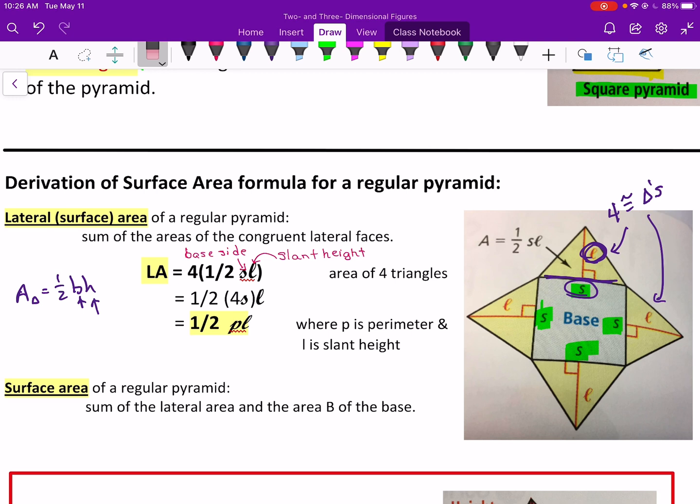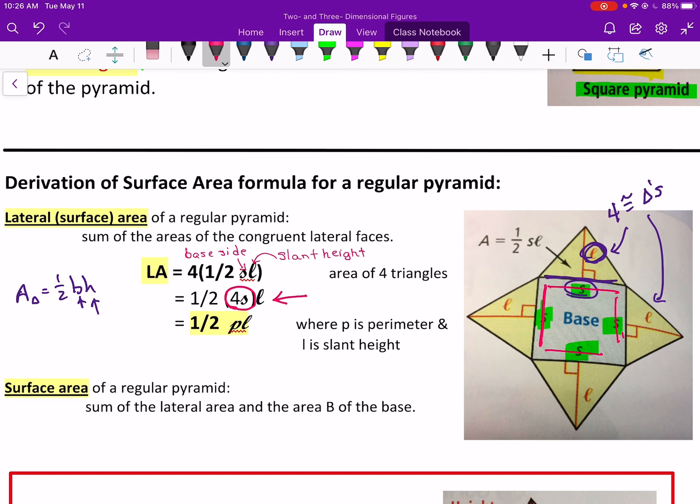Now in the next line, this line right here, all I've done is rearrange, okay? I pulled the 1/2 outside the parentheses, I pulled the 4 inside the parentheses, because I wanted you to look at the picture and notice where 4S comes from. 4S is 4 sides put together. And when you add those 4 sides together, you get the perimeter.